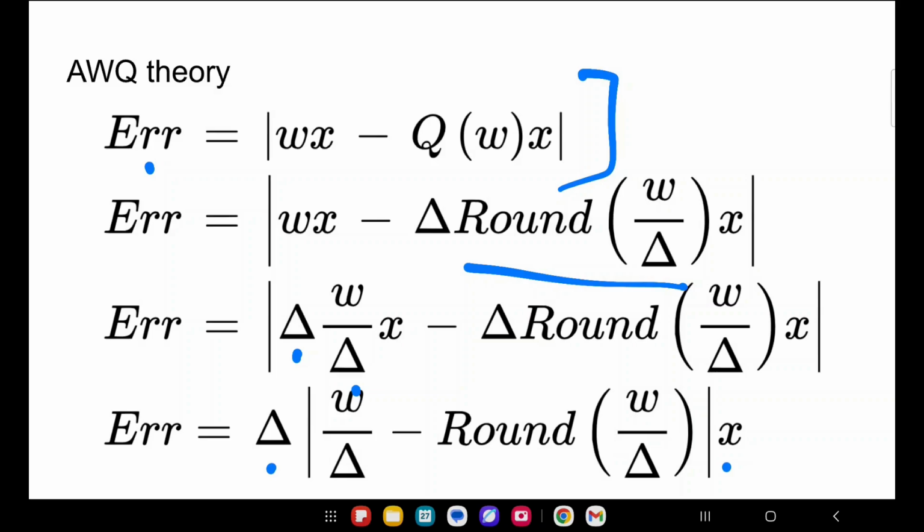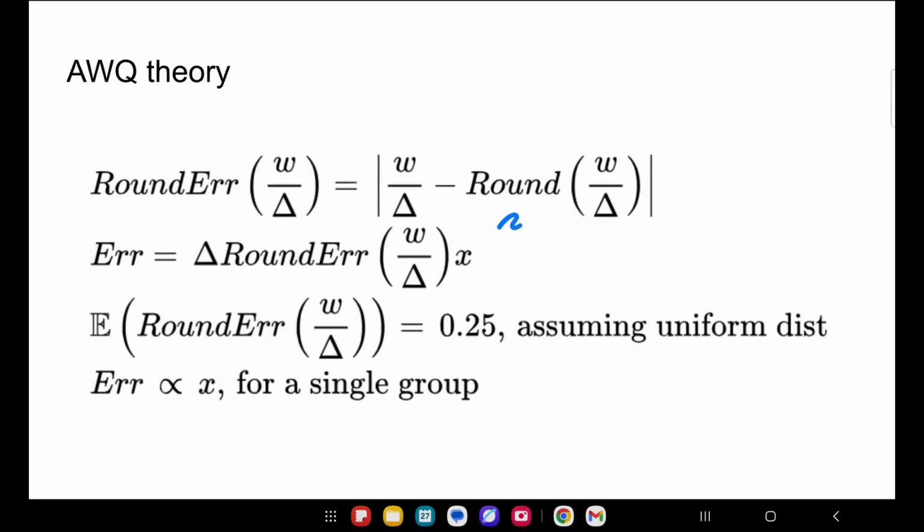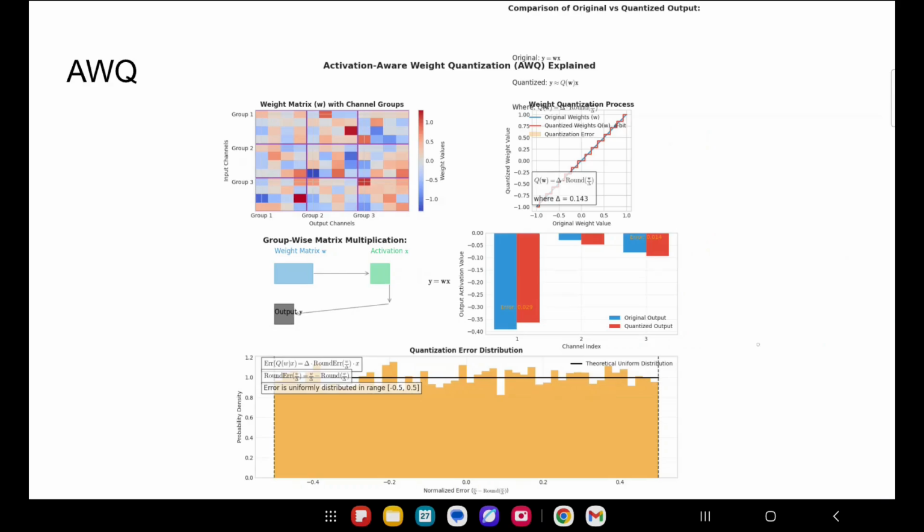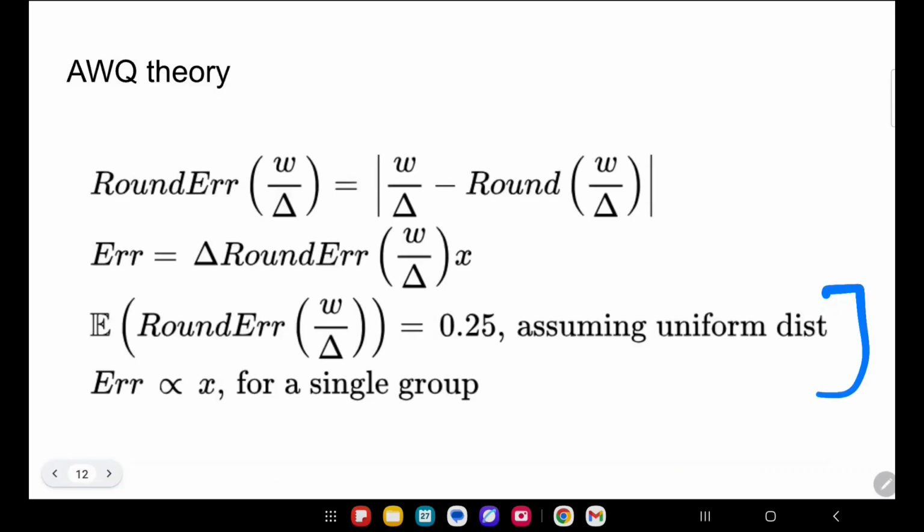Also, generally x would also be positive because generally we will run them through the ReLU function, which keeps only the positive values. If we take the middle value and call it the round error of W by delta, then we can replace that part with the round error function. We will use this later. If we assume each variable in W by delta is a uniform distribution, the absolute error will also form a uniform distribution in the range 0 to 0.5. So the expectation of the round error of W by delta is 0.25, which is constant.